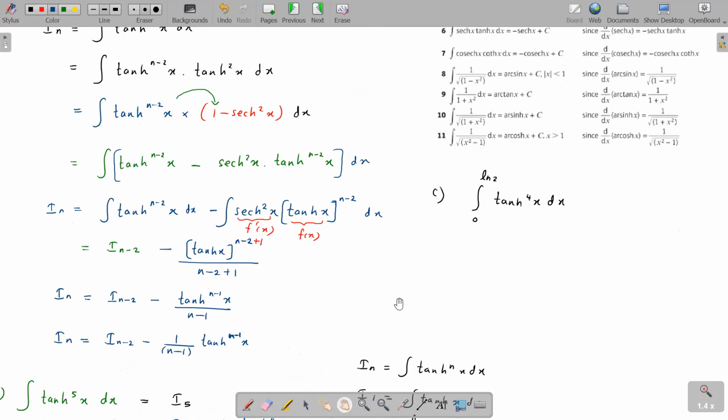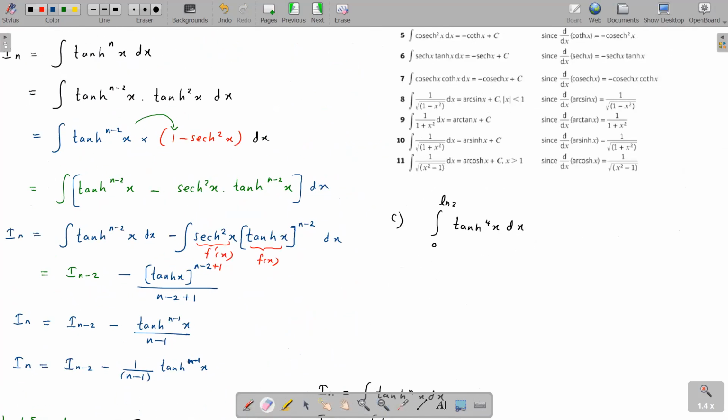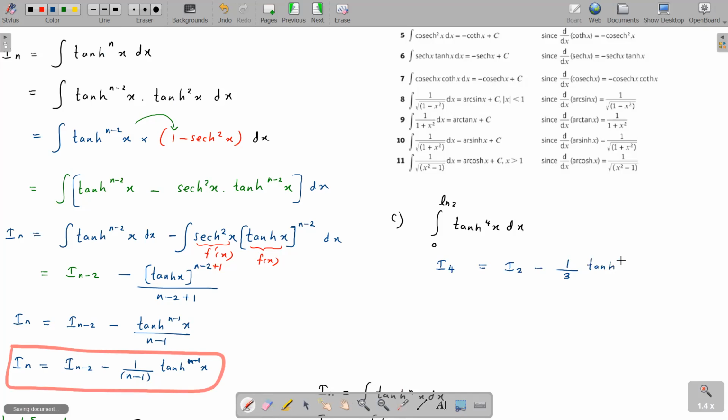Okay. So let's go here. I4. So input the value of I4. I4 equals, use the equation here. This is our main equation. Do you see? This is the main equation. I4 equals, what is it? I2 minus 1 over 4 minus 1, which is 3, tan to the power 4 minus 1, tan cube x. Do you agree with me? So I4 equals I2 minus 1 over 3 times tan cube x.